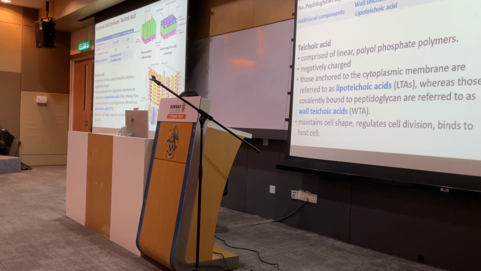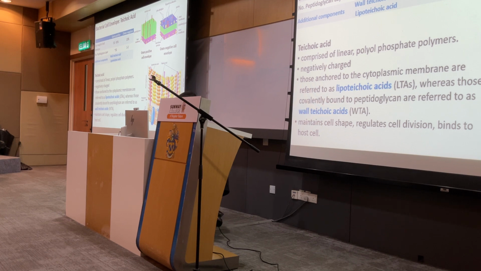As you can see, I think better from this diagram, you have the lipoteichoic acid, right? This lipoteichoic acid is long and goes all the way through the cell wall, the peptidoglycan, and actually anchors at the cell membrane. So this is lipoteichoic acid.